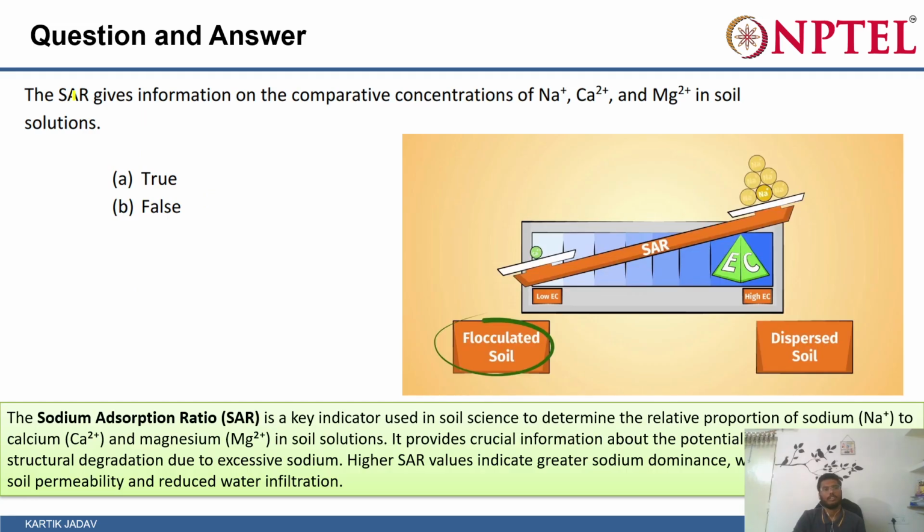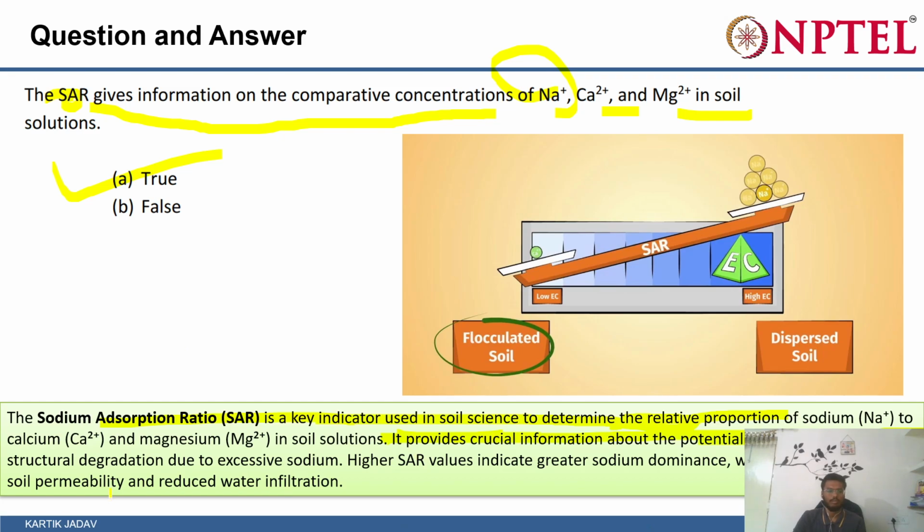Next question: the sodium adsorption ratio (SAR) gives information on comparative concentration of sodium, calcium, and magnesium in soil solution. So this is a true sentence, right? Because sodium adsorption ratio is a key indicator used in soil science to determine relative proportion of sodium to calcium and magnesium in soil solution, and it provides crucial information about potential for soil dispersion and structural degradation due to excessive sodium, right?